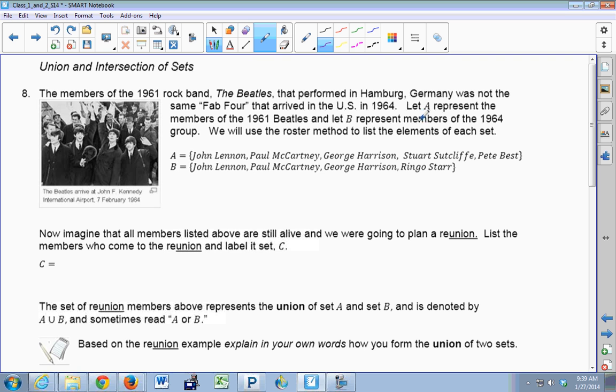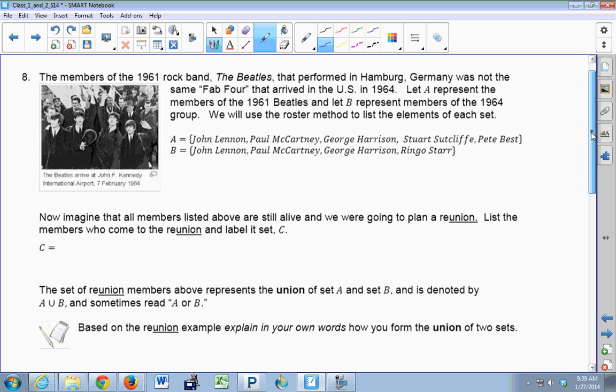So the set A is John Lennon, Paul McCartney, George Harrison. So far we recognize that. Stuart Sutcliffe and Pete Best. And set B, the 4 that came to the United States were the first 3 along with Ringo. Probably Stuart and Pete Best regret the decision not to be in the Beatles the rest of their life.